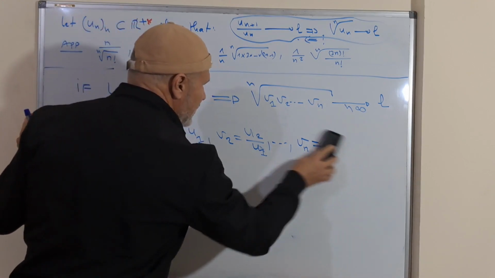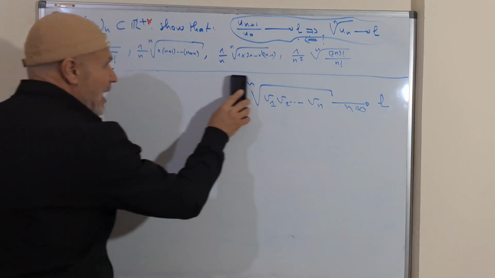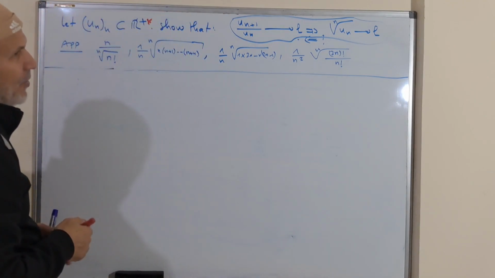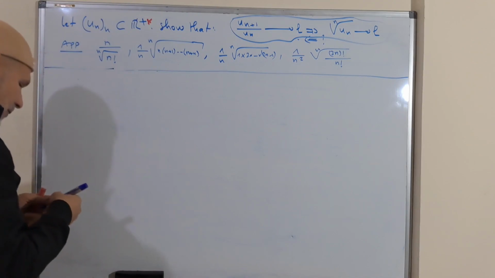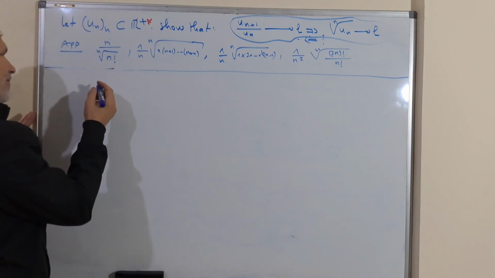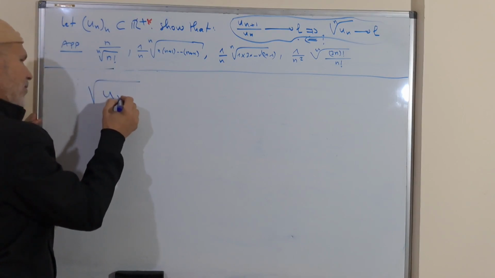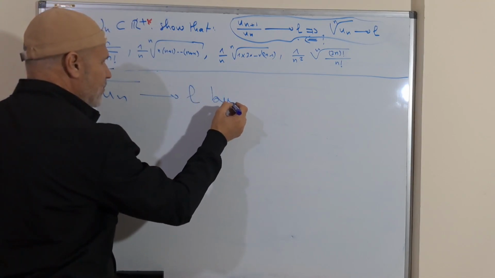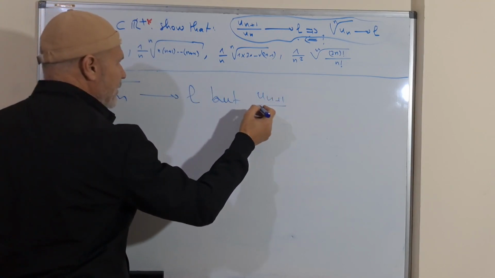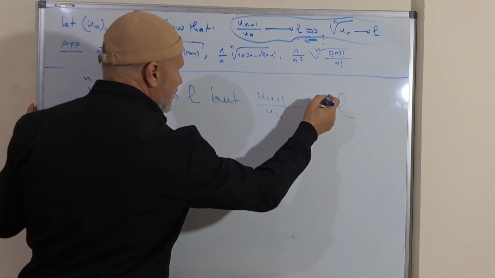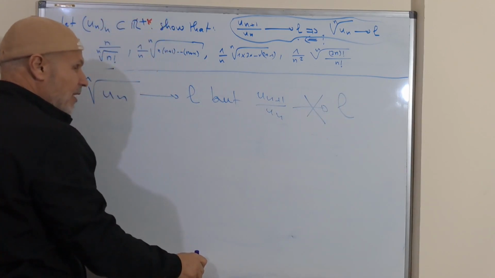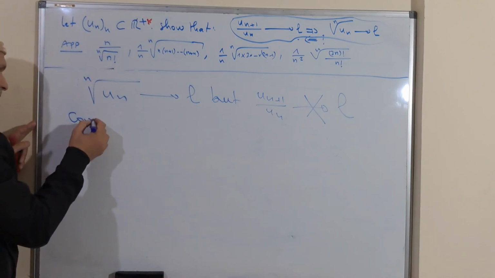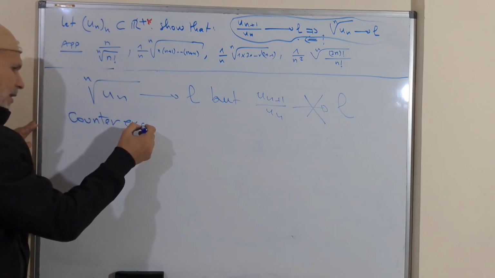How about the converse? Actually, the opposite implication is false. We can get a result about the nth root of Un going to a limit, but Un plus 1 divided by Un isn't converging. Here we have a counterexample.